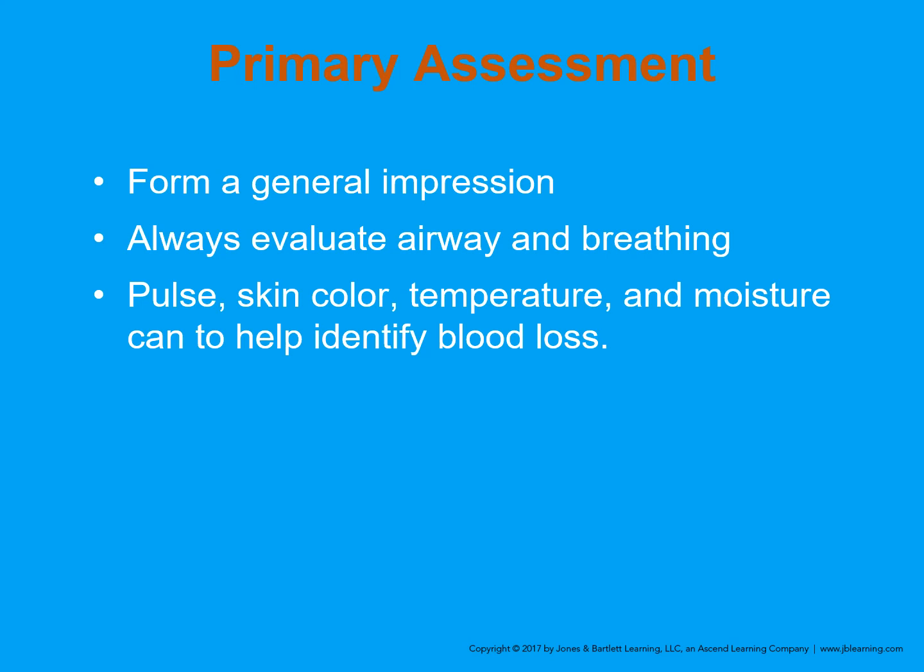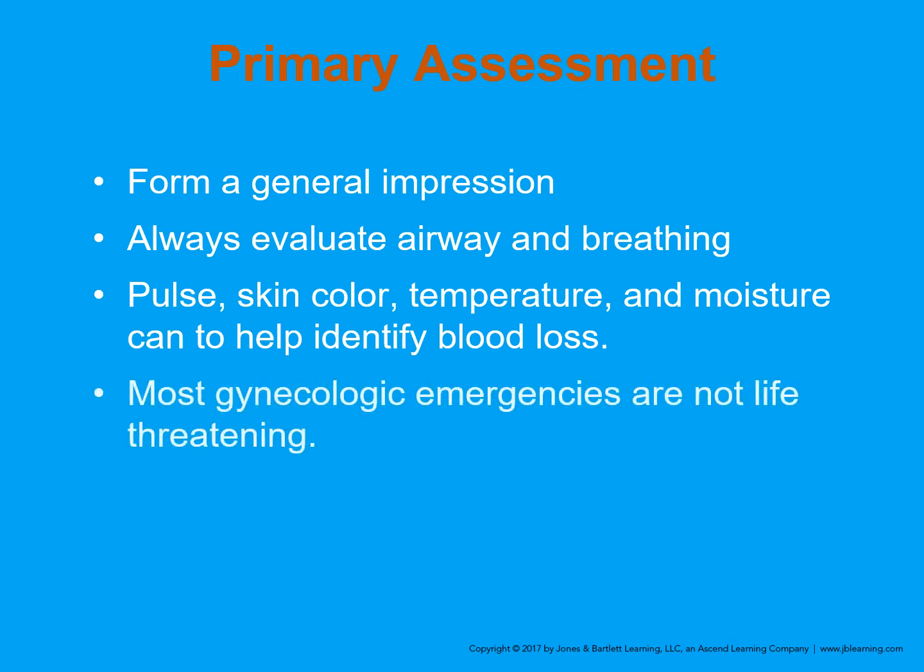It's going to be rapid. Their skin color, especially when we start considering shock, their skin may be pale. Again, this is where the body is shutting down peripherally, moving blood from the skin and the peripheral areas of the body into the more central areas to support the heart, the brain, the kidneys. Also temperature, perhaps cool, moisture, clammy. These help us determine the amount of blood loss or if they're having blood loss.